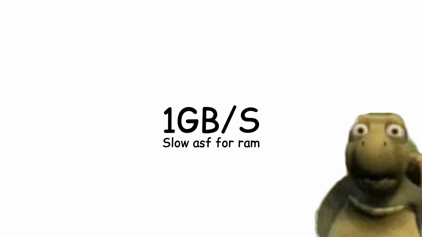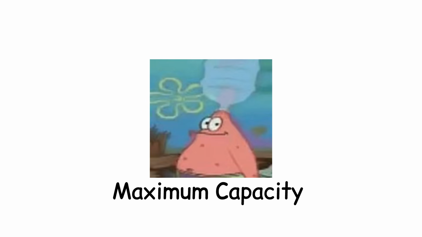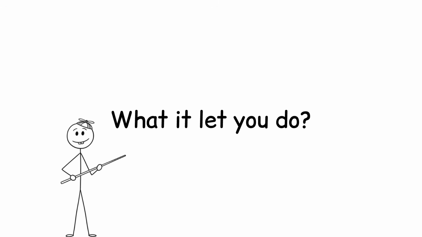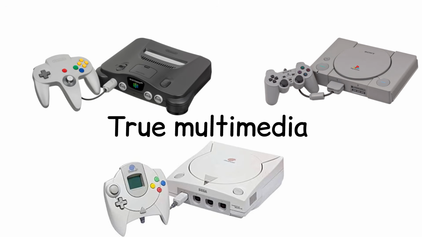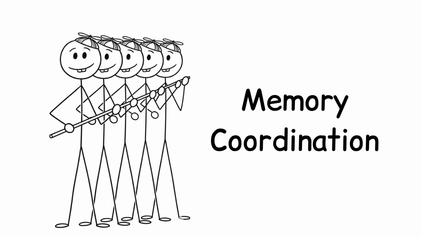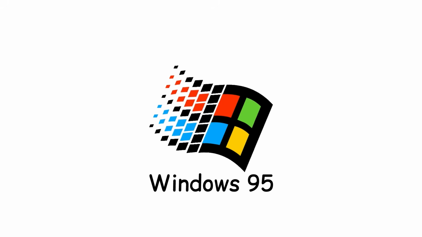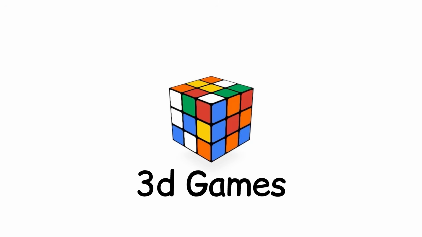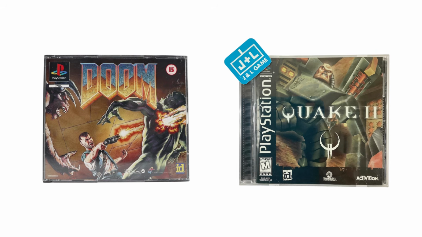Speed, up to 1 GB per second. Maximum capacity, up to 1 GB per stick. What it let you do: this was the dawn of true multimedia. SDRAM gave PCs the memory coordination needed to run Windows 95 smoothly, play the first 3D games like Doom and Quake, and browse the early web while playing an MP3 in the background.